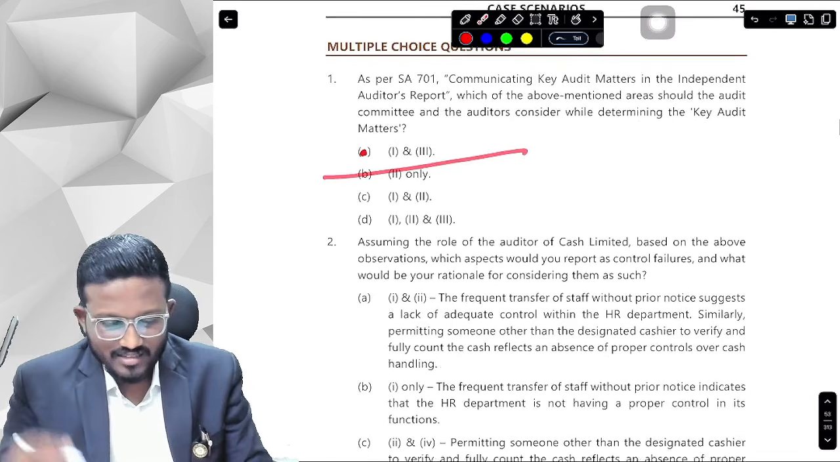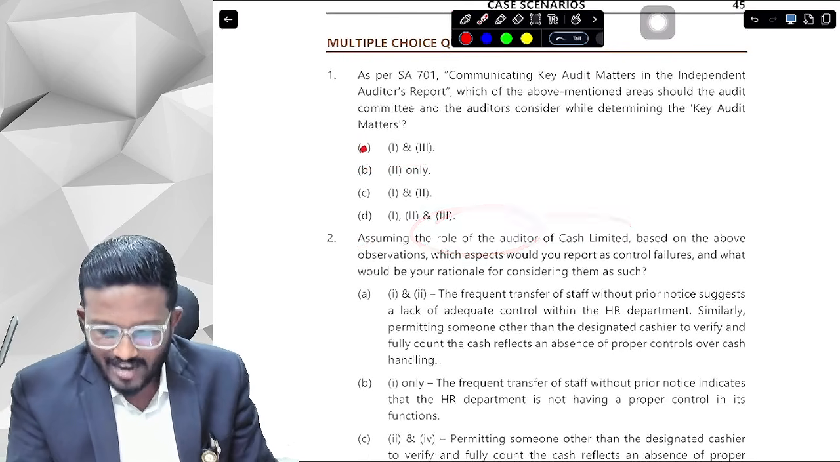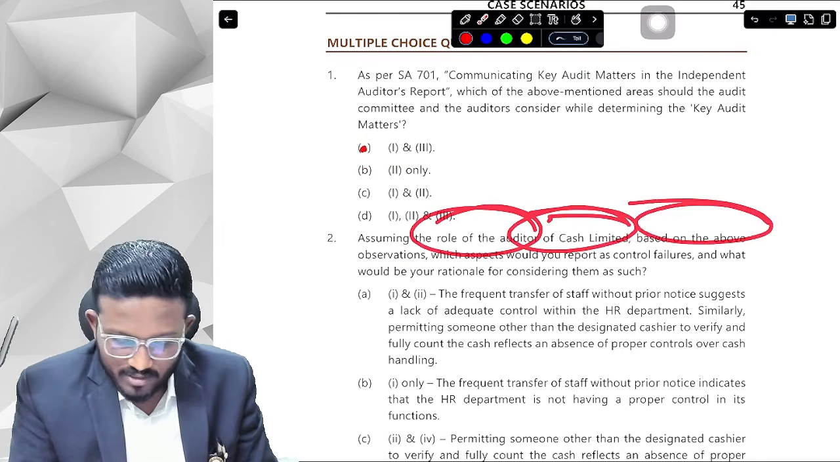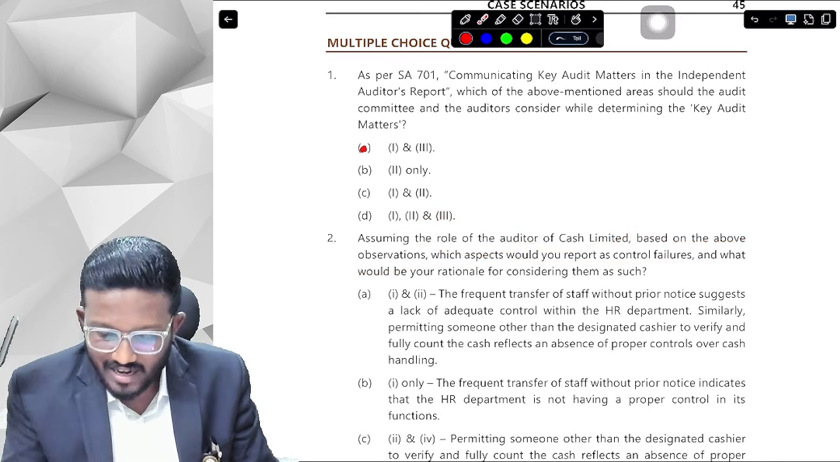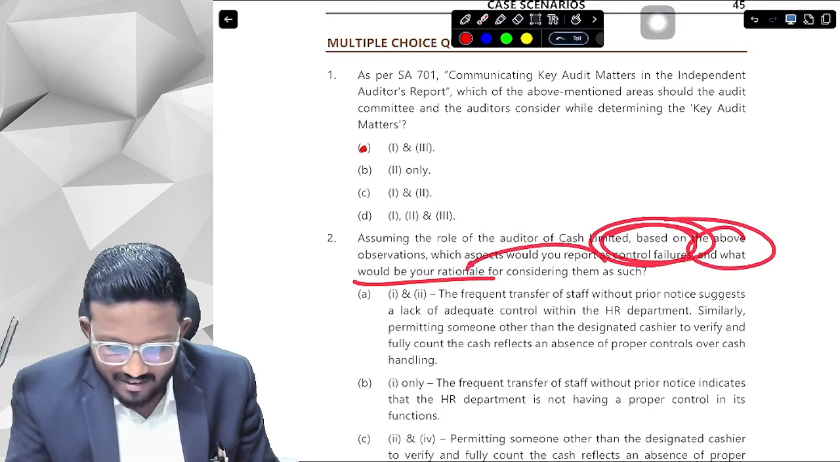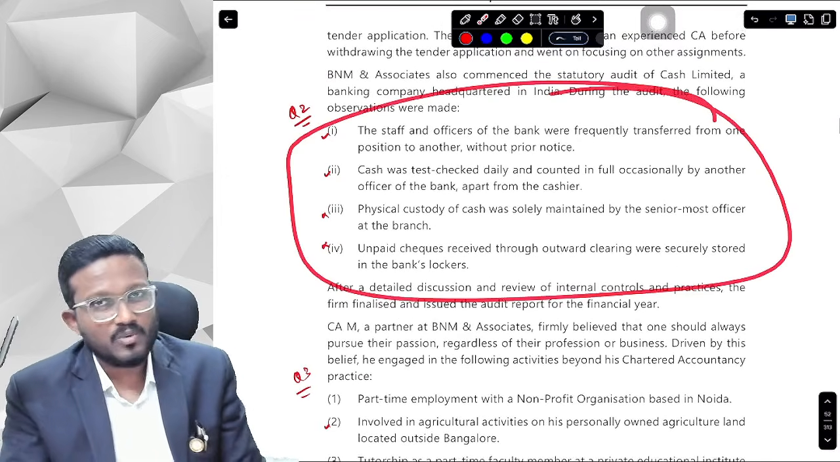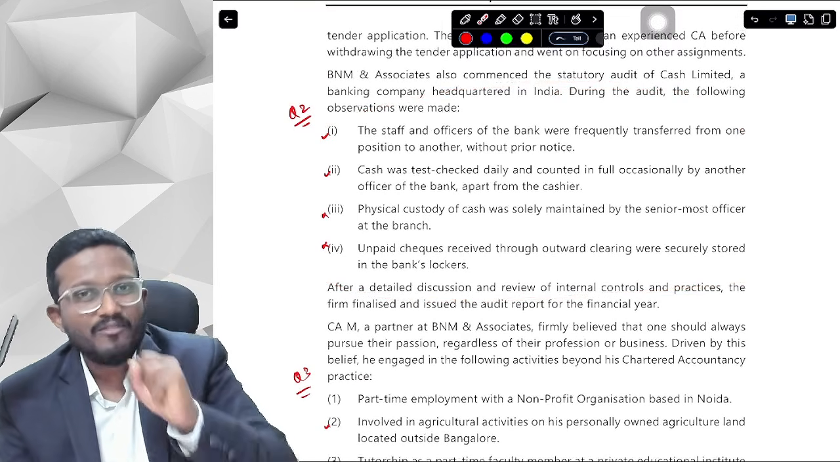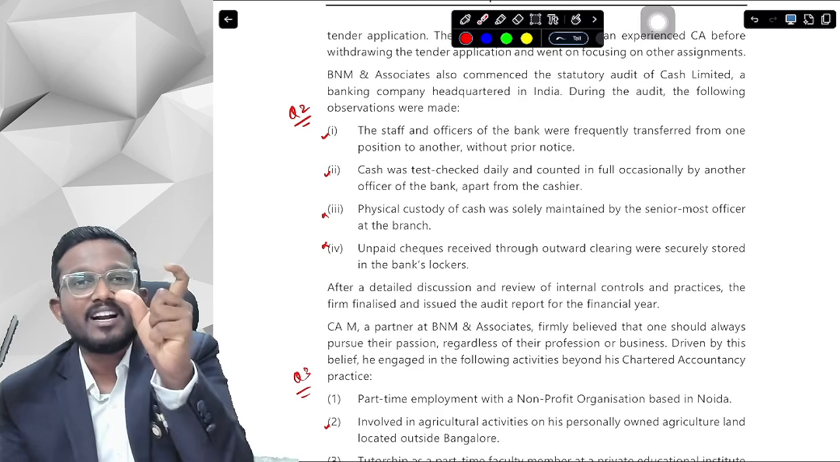Okay. Yes, sir. Second question: we are the auditor of Cash Limited basically. Based on the above observation, what we need to evaluate or convey as a control failure, and what will be our rationale for considering them as such. So these are some of the situations where we need to identify which can be termed as a control failure.